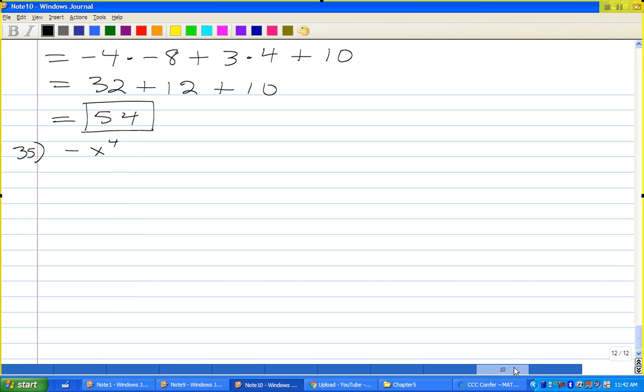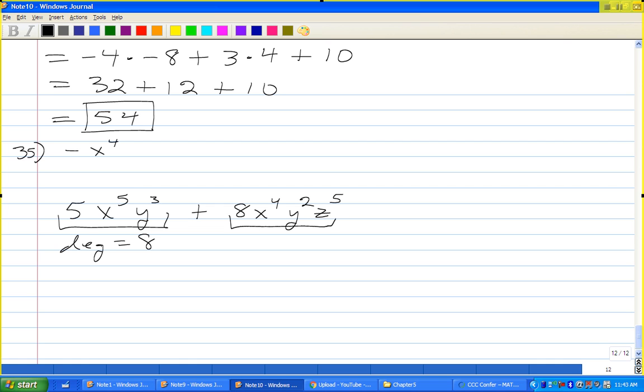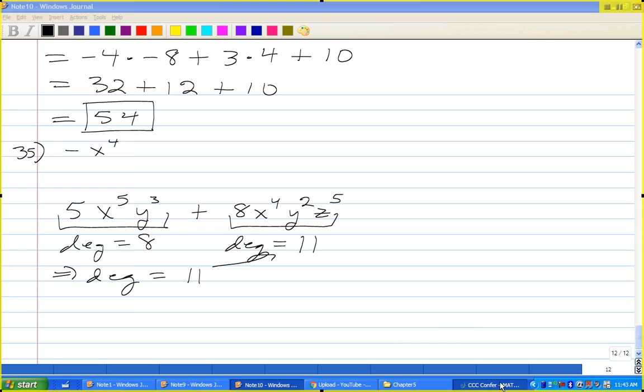So if I had x to the fifth y cubed plus 8x to the fourth y z to the fifth, and maybe we'll put a 2 here, then the degree of this term is 8 because you add 5 plus 3. The degree of this term is 11 because you add these exponents, but the degree of the polynomial is 11 because that's the highest, the largest of these numbers.